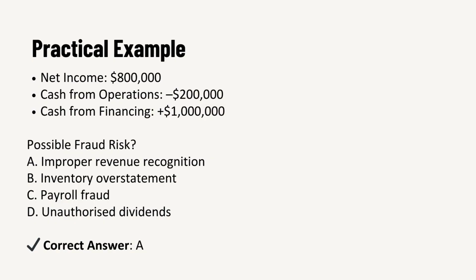Now, here's a sample question. Which of the following is the most likely fraud risk associated with this pattern? A. Improper revenue recognition. B. Inventory overstatement. C. Payroll fraud. D. Unauthorized dividends. Correct answer: A. Improper revenue recognition. Why? Because net income is high, but the cash isn't there. That usually means the company is recognizing revenue that hasn't been earned or collected.